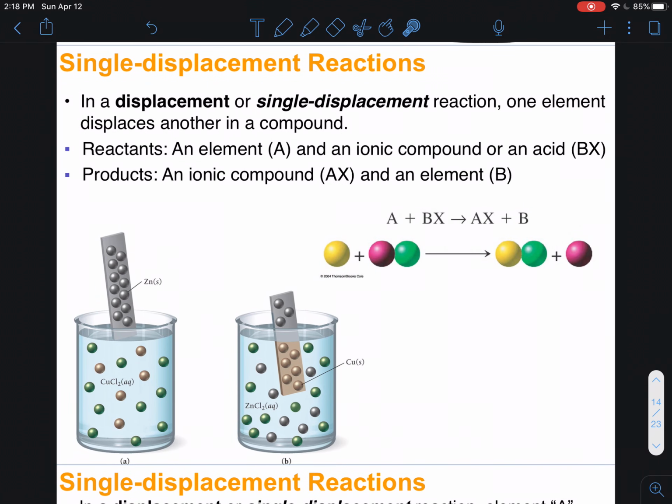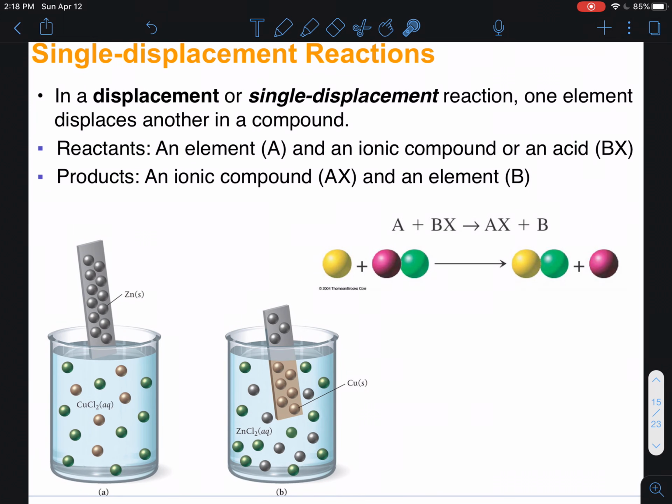Single displacement reactions, all right? This is where one element displaces another in a compound. We would have done this in lab if we weren't under lockdown. But again, a simple reaction would be where you take solid zinc and you dunk it in a copper chloride solution, and it turns out that zinc is more reactive than copper. So what happens is zinc switches places with copper, and then you end up making zinc chloride and solid copper.